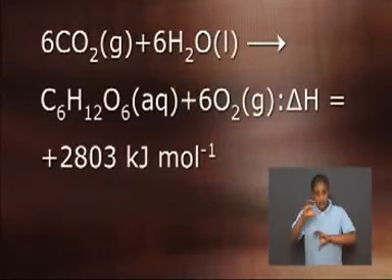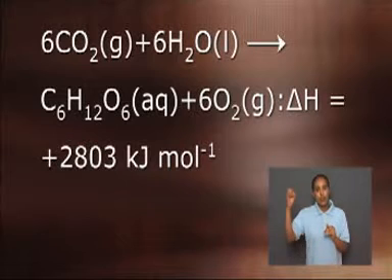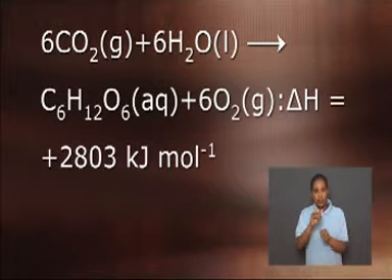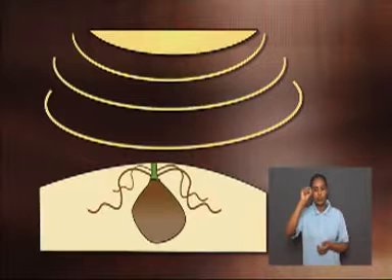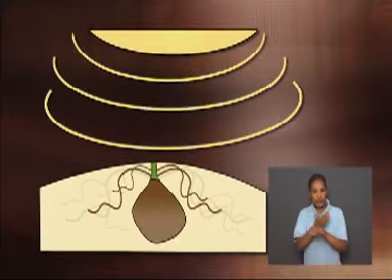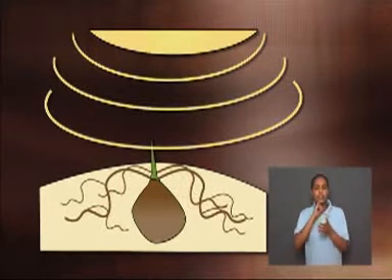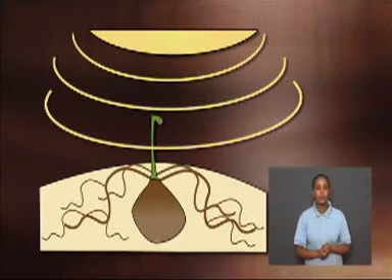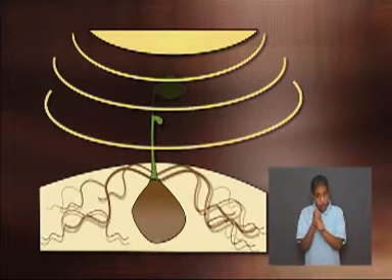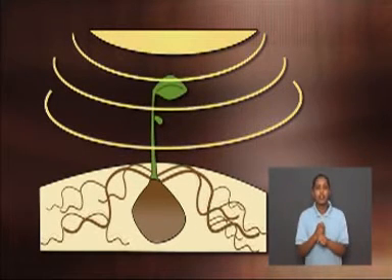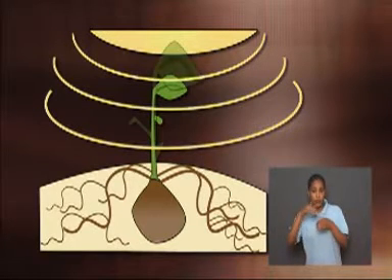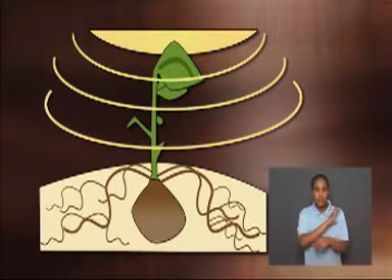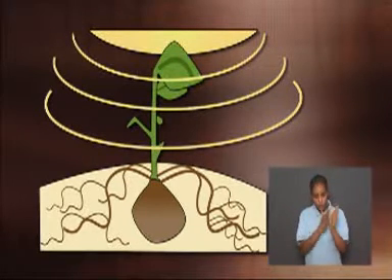The chemical equation for photosynthesis looks like this. Solar energy from the sun provides the energy that is necessary for this reaction to occur. This makes photosynthesis an endothermic reaction. Heat energy is used to produce a reaction.